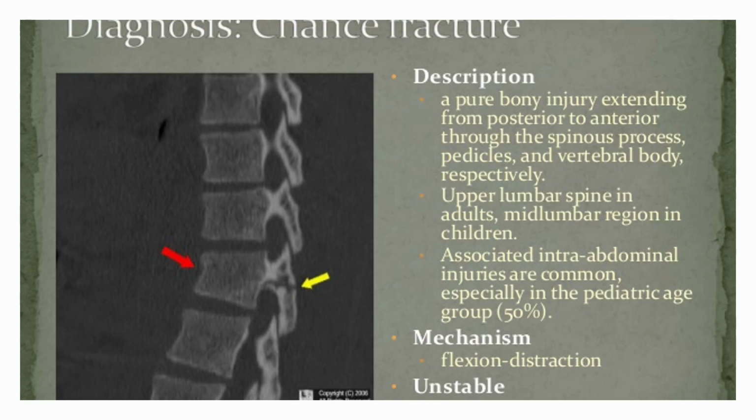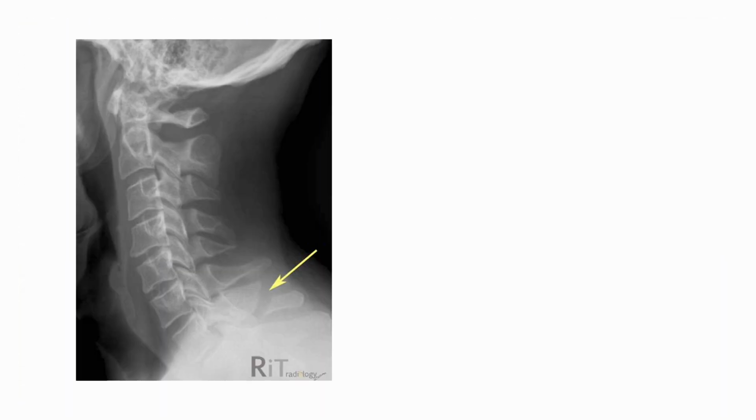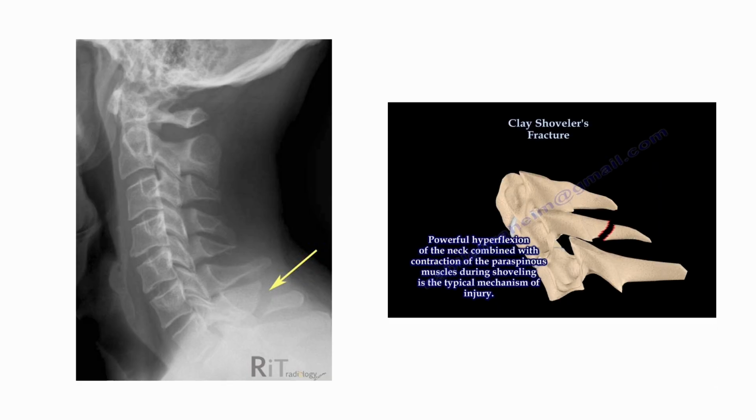If you look here, there is a transverse fracture all across the vertebral body going to the spinous process as well. This is a Chance fracture. The Chance fracture is due to forcible flexion and distraction. It's very unstable. Now this is a spinous process fracture called Clay-Shoveler's fracture, due to powerful hyperflexion of the neck.